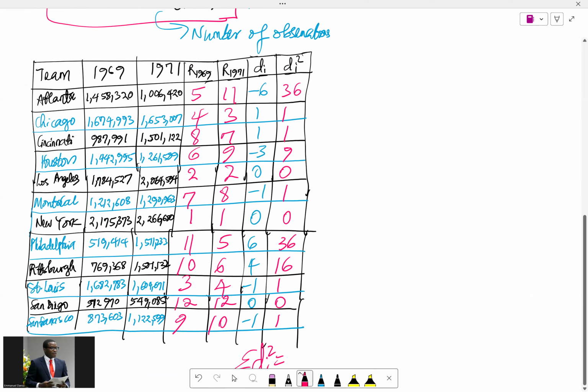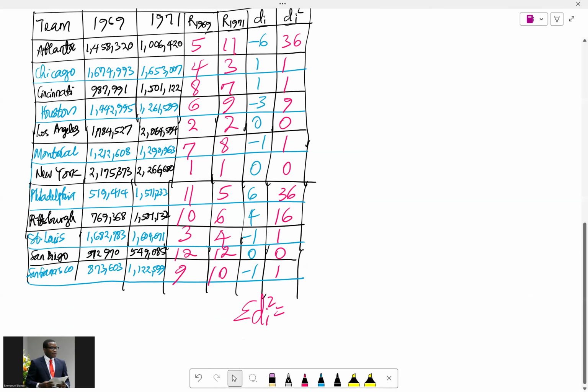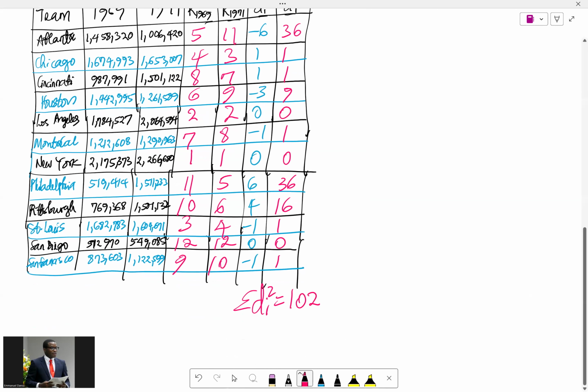36 plus 1, that's 37, 38, 47, 48, right? Yeah, 48. Then 48 plus 36 plus 16 plus 2. That is 102. So let's be sure again.